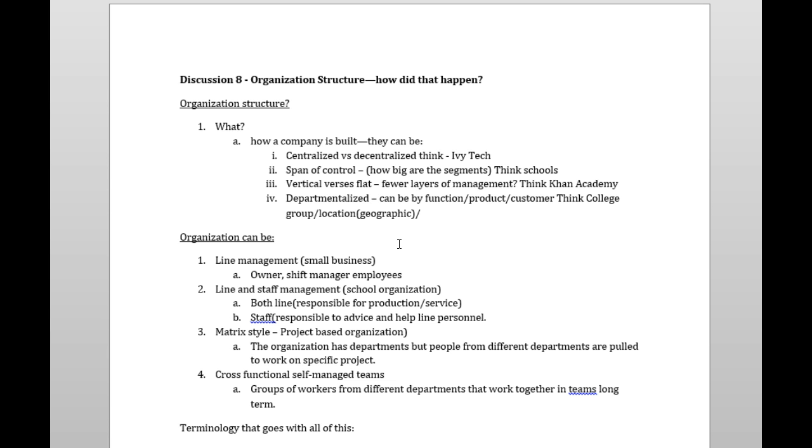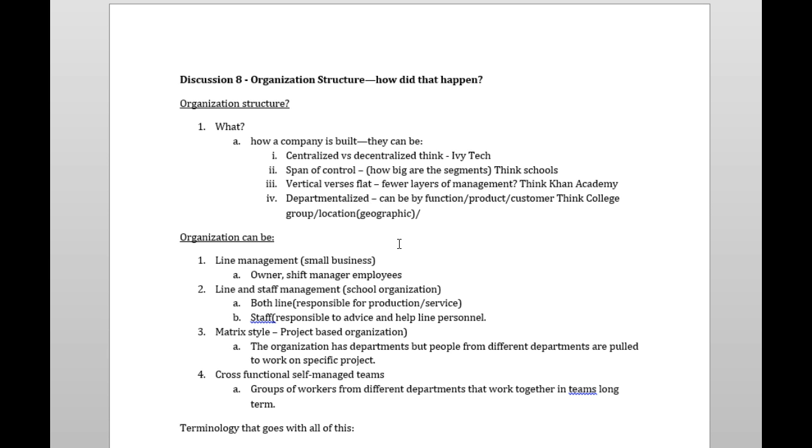And Ivy Tech used to be decentralized, meaning all of the major decisions that were made about a campus were made in that region, not in Indianapolis. So we've gone from a decentralized type organization to a very centralized organization, with most of the decision making being made in Indianapolis and spread out throughout the state.